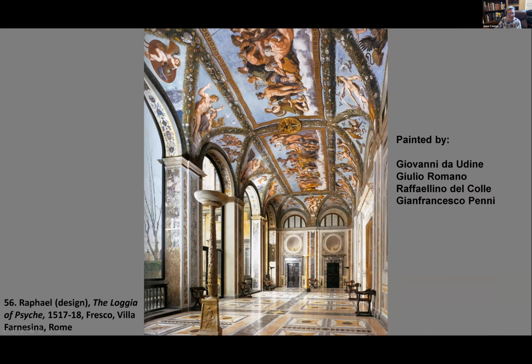The loggia of Psyche in the Villa Farnesina were painted mostly by his assistants. And we have the four names: Giovanni Daudine, Giulio Romano, Raffaellino del Colle, and Gianfrancesco Pegni. Again, all designed by Raphael, but painted by them.